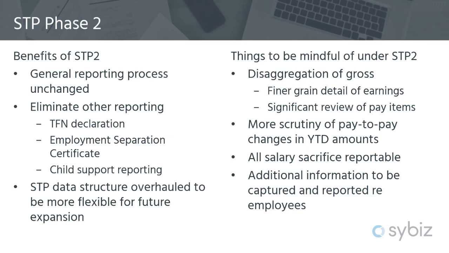A classic example is if someone cashes out some annual leave, if they're permitted to do so, versus someone who gets paid out their annual leave upon termination. You could be using the same pay item at the moment for both of those purposes, but going forward it's going to need to be separate pay items, because those kinds of things are going to be reported separately under the disaggregation of gross.